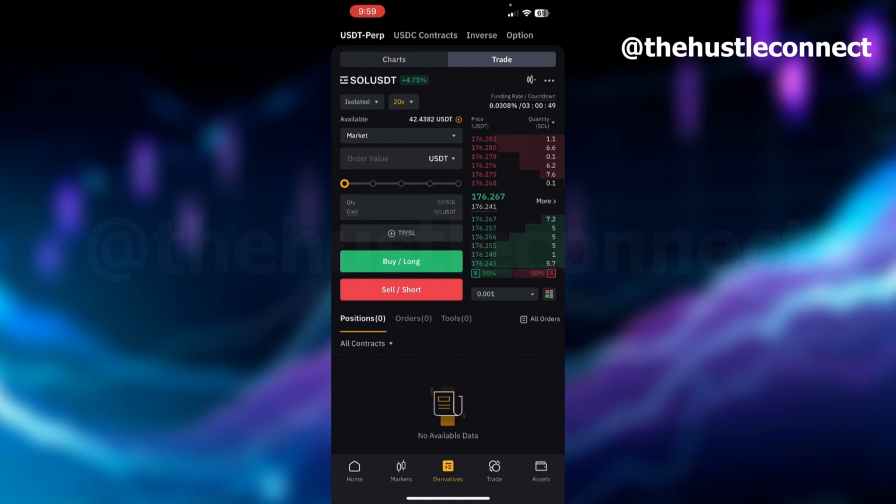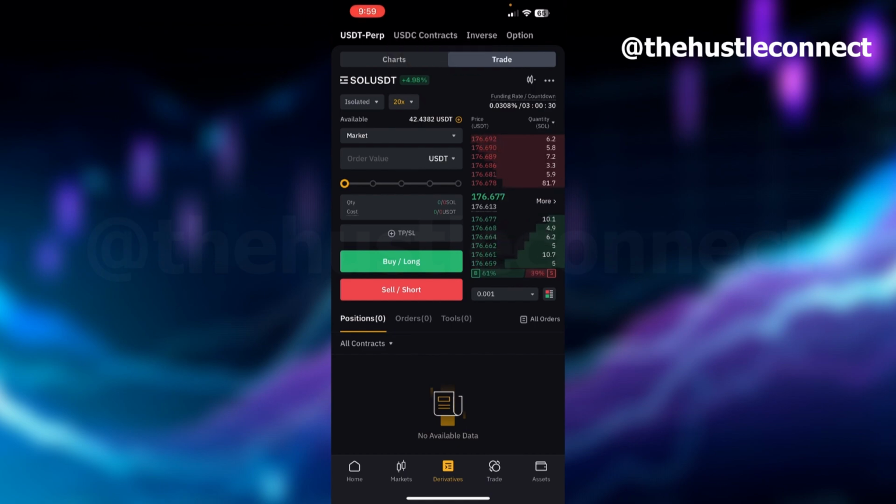Now, what you're going to do is decide: do I want to long SOL or short SOL? Currently, SOL is moving up and I might make some little profits by taking an upward movement trade, which is longing. So I'm going to click on long.